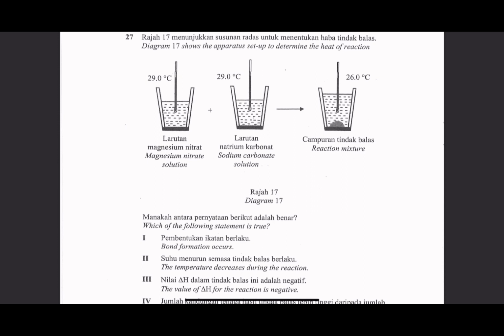Question 27. The diagram shows the apparatus setup to determine the heat of reactions. So we have magnesium nitrate solution react with sodium carbonate. The initial temperature is given, and this is the final temperature. We notice that the temperature decrease. So this is the endothermic reaction. Absorb the heat from the surrounding and cause the temperature decrease.